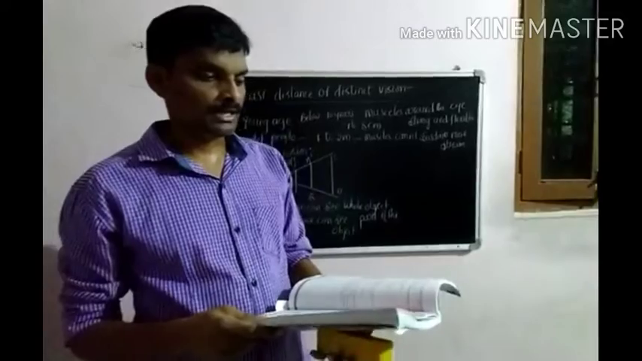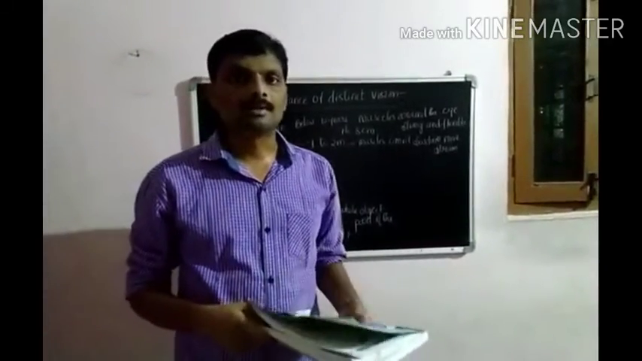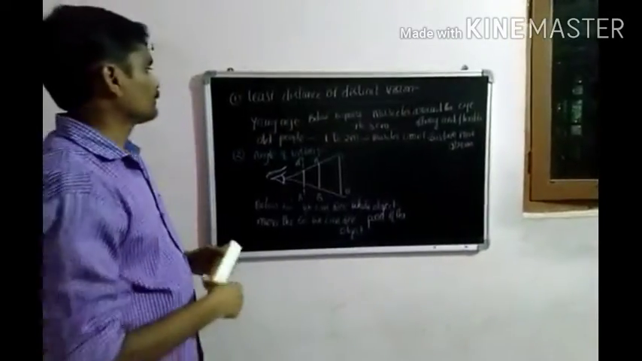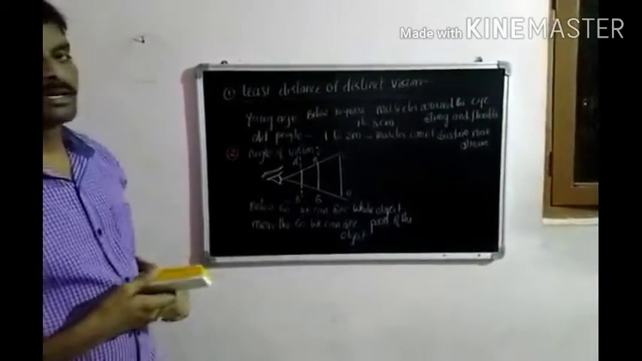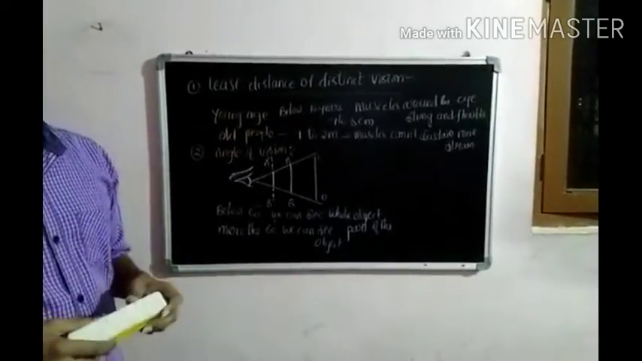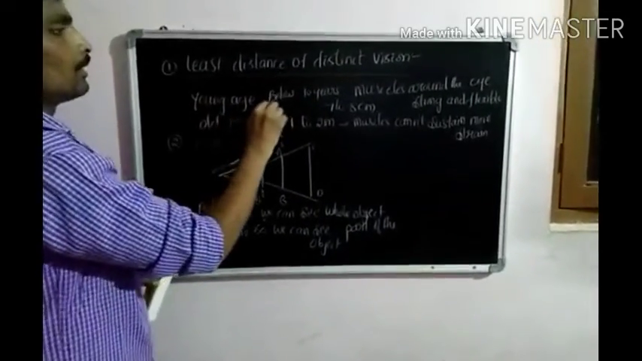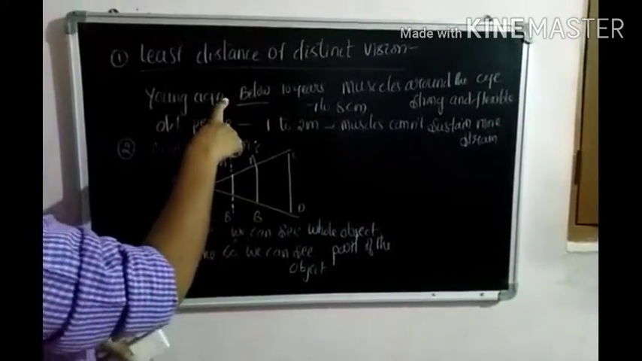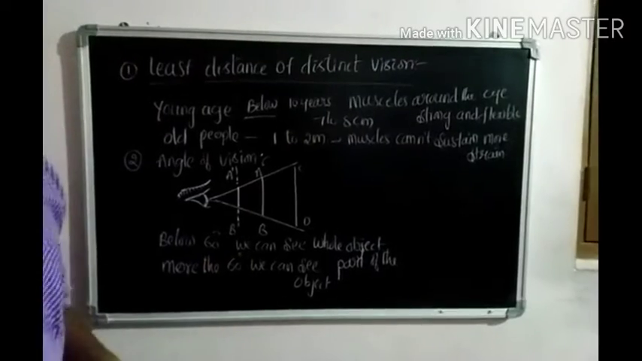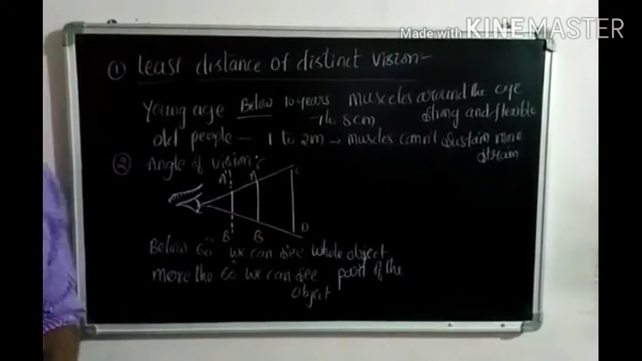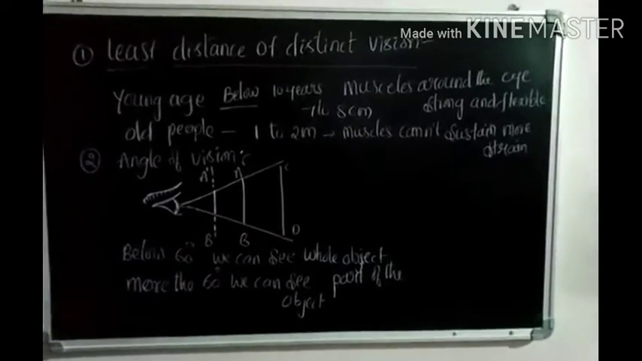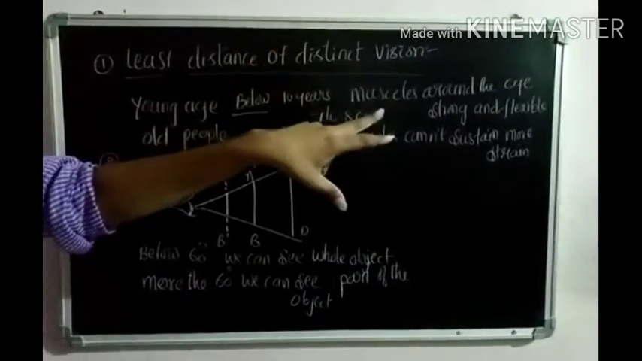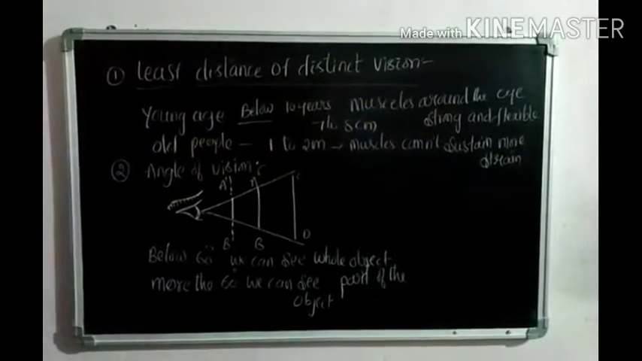The least distance of distinct vision of a healthy person is 25 centimeters. It varies from person to person. Below 10 years of age, the least distance of distinct vision is 7 to 8 centimeters, because the muscles around the eye are strong and flexible.